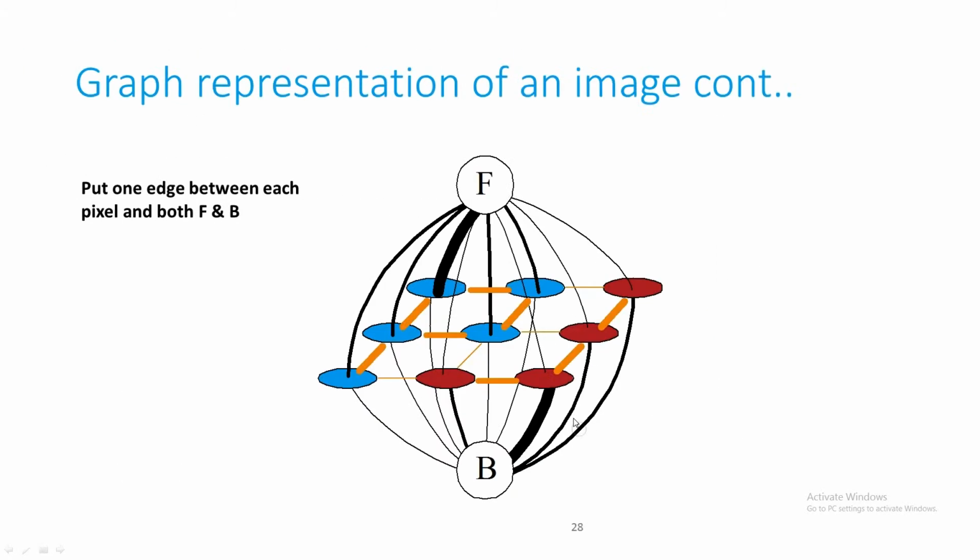Then put one edge between each pixel. So, between each pixel we are adding the edges. So, it represents the image, this part, a 3 by 3 image. So, what happens to these edges? If there is a similarity, the edge weight is more. If there is not much similarity, the edge weight is less. Are you able to understand how you are able to represent the image? So, it is a weighted undirected graph.